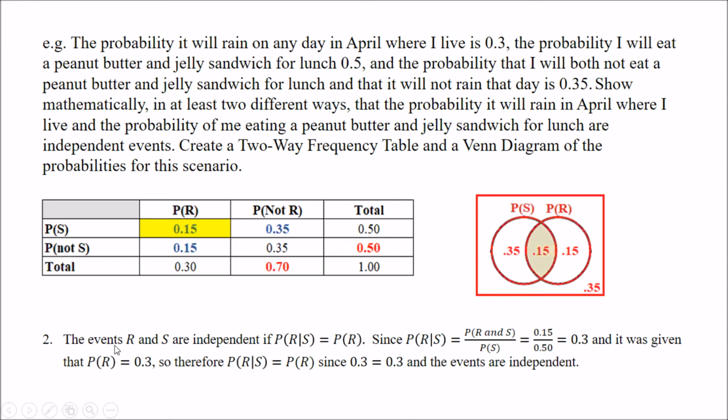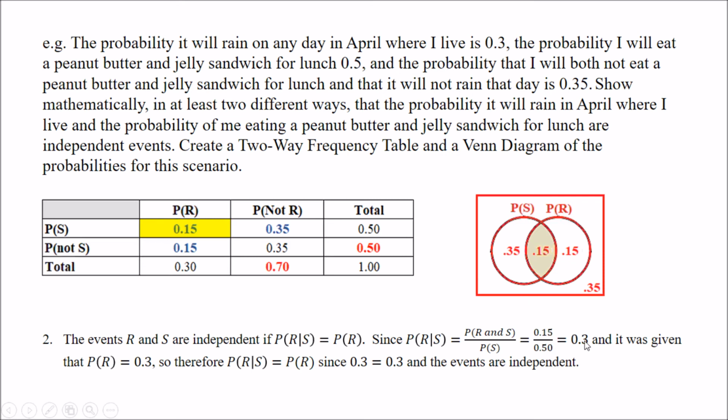Two. The events R and S are independent if the probability of R given S equals the probability of R. Similarly to what we had done the first time, the probability of R and S is still the overlap, 0.15, but this time it's out of the probability of S, which is this entire circle. Add 0.35 and 0.15 and you get 0.5. Or you could take it from the total of the probability S row, 0.5.